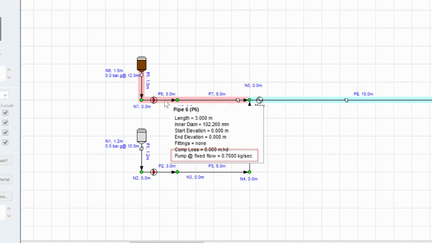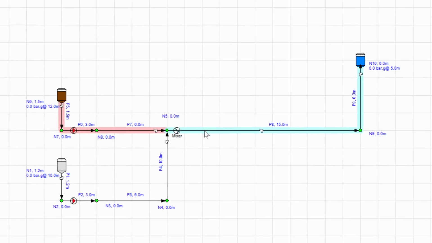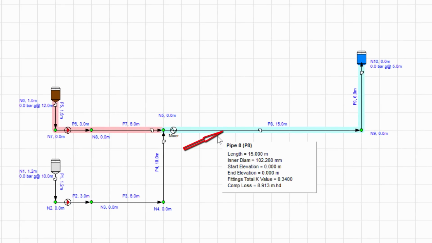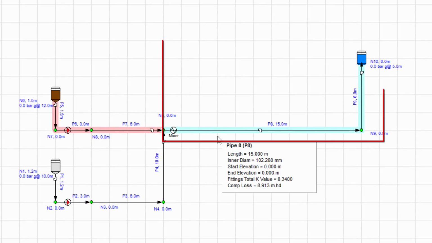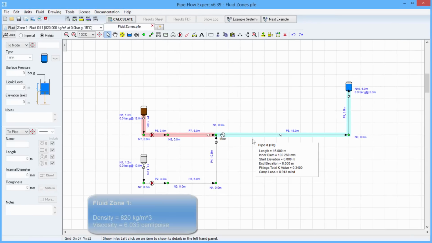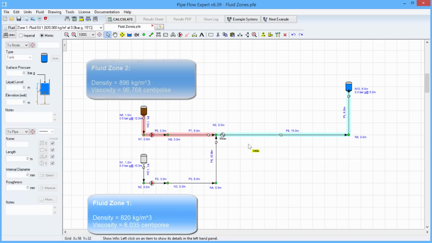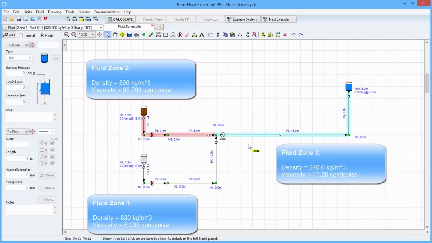The mixture of oil 1 and oil 2 then flows through pipes P8 and P9, which form a third fluid zone. The fluid properties for the density and viscosity for oil 1 can be different from those of oil 2, and hence the mixture will then have, again, different density and viscosity values.